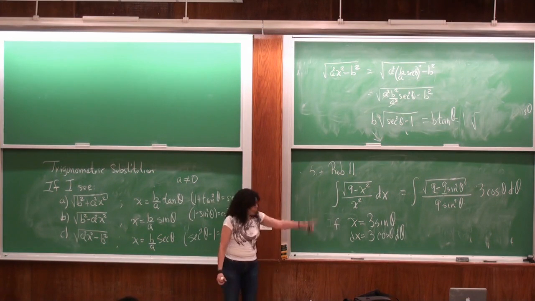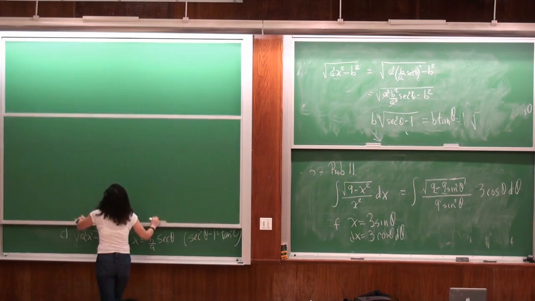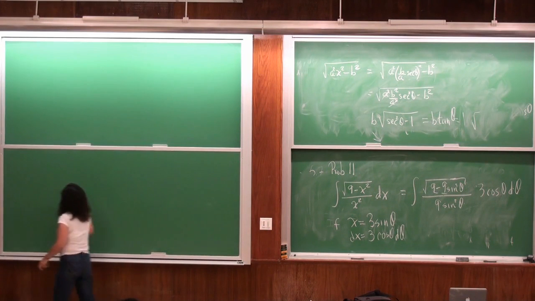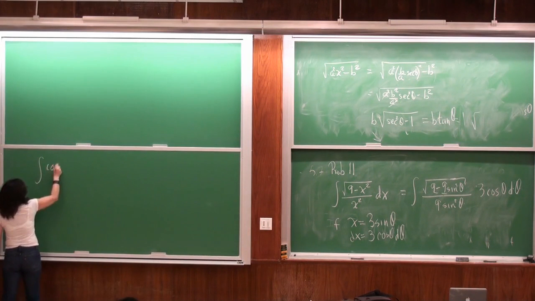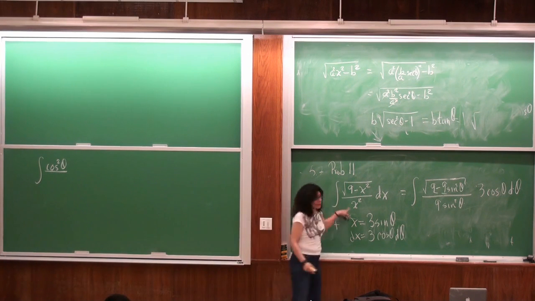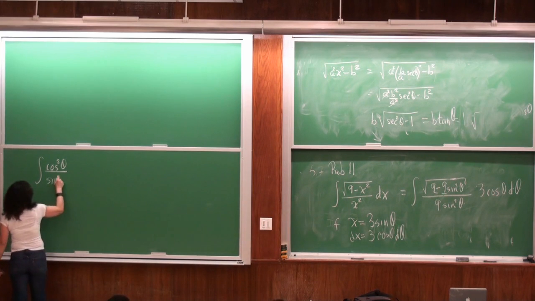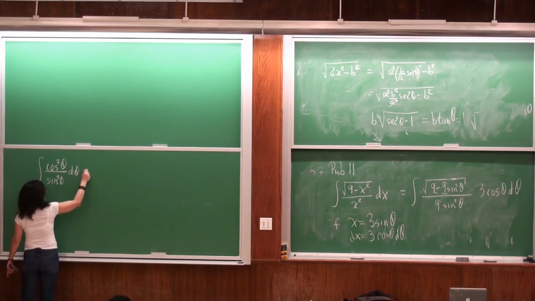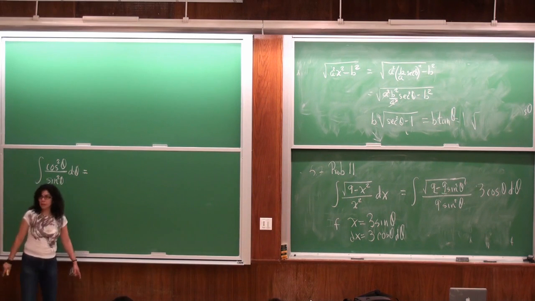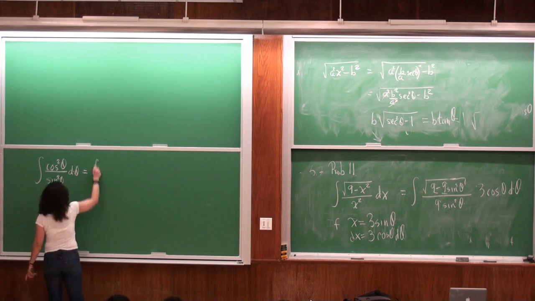Okay, now I need help. How do I solve that problem? I have to solve the integral of cosine square of theta over sine square of theta. So all my integral that looked like this now looks like this. How do I solve this problem? Make it a cotangent square of theta? Cotangent square of theta.